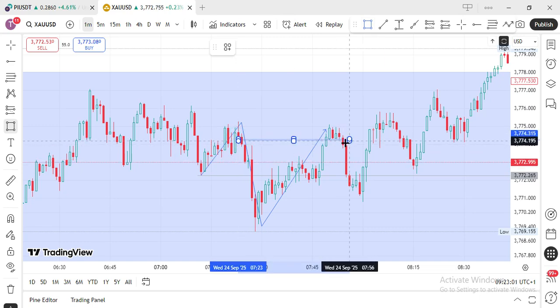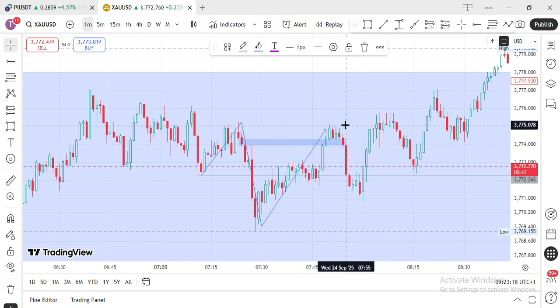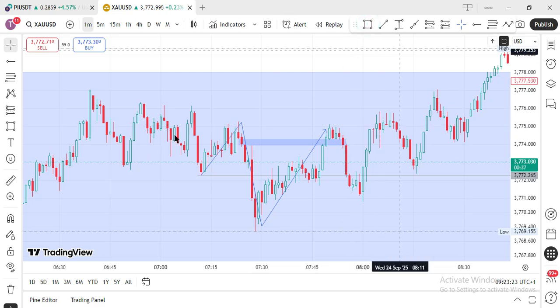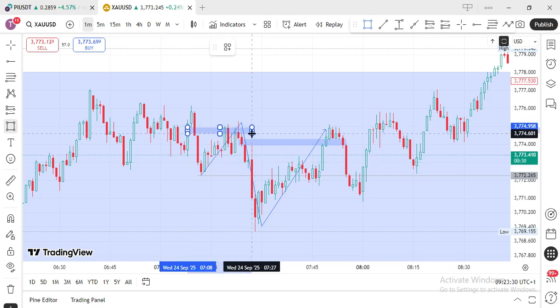Fair value gap. What did I explain a fair value gap is? It's a gap in between, the basic explanation for a fair value gap, so that if you see it, it's easy to understand. A gap in between the first and the third candle. So when I look at this case now, another fair value gap. And guess what? Price came back to that gap.